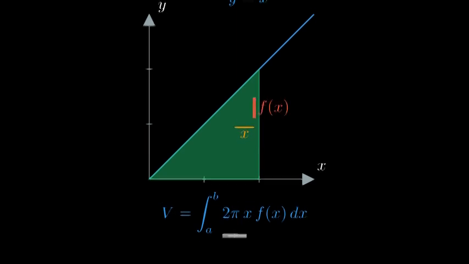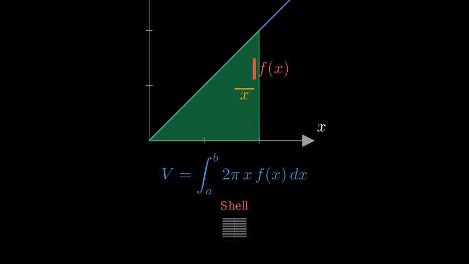Let me explain the concept of a cylindrical shell. Imagine taking a thin vertical strip from our region at a distance x from the y-axis. When we rotate this strip around the y-axis, it forms a cylindrical shell with radius x and height f of x.